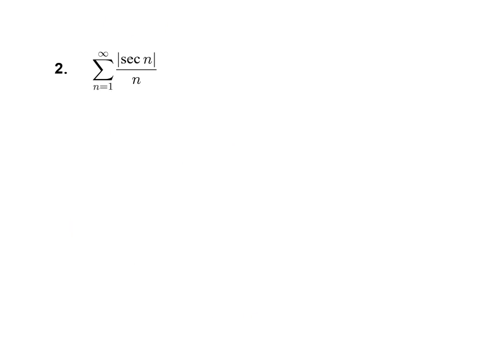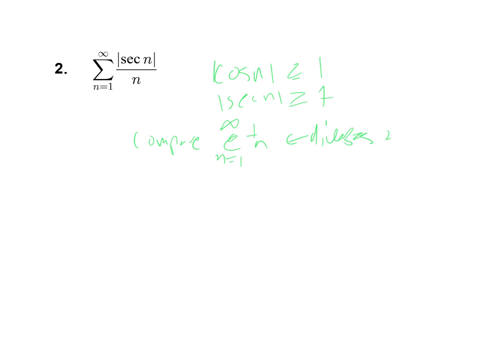And there's that one. Our next example that we're going to do is the summation of the absolute value of secant of n over n. First, we note that the absolute value of cosine of n is less than or equal to 1, and the absolute value of secant of n is greater than or equal to 1. So now that we have that, we're going to compare this to the summation from n equals 1 to infinity of 1 over n. And we know that this diverges by the harmonic series test. So now we can start the direct comparison test.